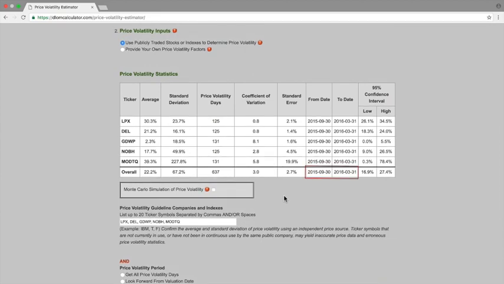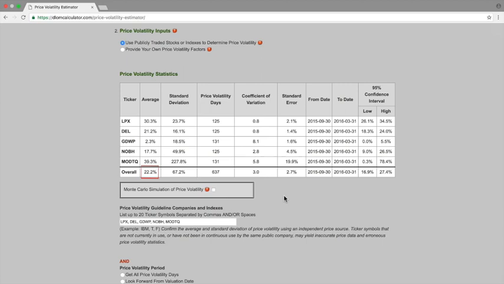Some of the observations that come from this panoramic view of price volatility include the average price volatility of MODTQ stock is more in line with LPX, DEL, and NOBH, but the standard deviation of MODTQ price volatility remains a high 227.8%. The price volatility of GDWP stock is comparatively low over this period. Clearly, something happened with GDWP that greatly affected its stock prices, something that a thorough professional would want to investigate before reaching a final conclusion about the composition of the guideline group.